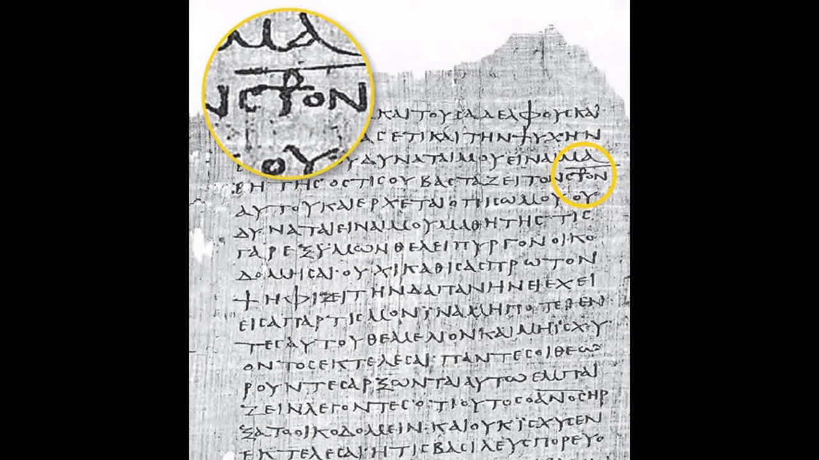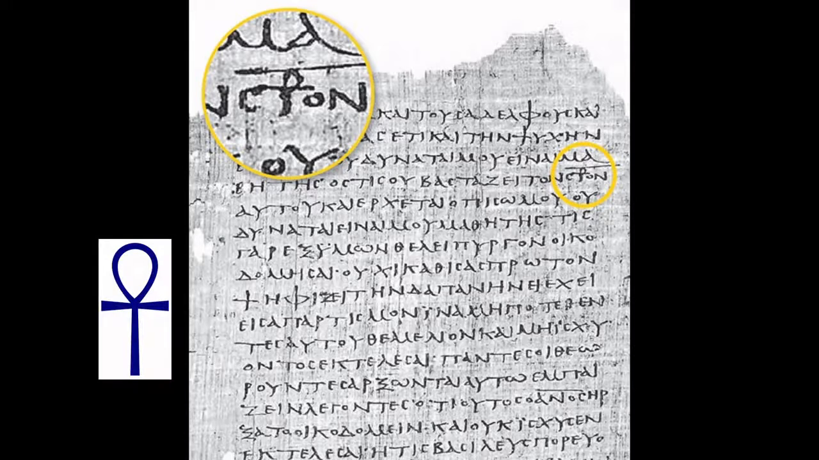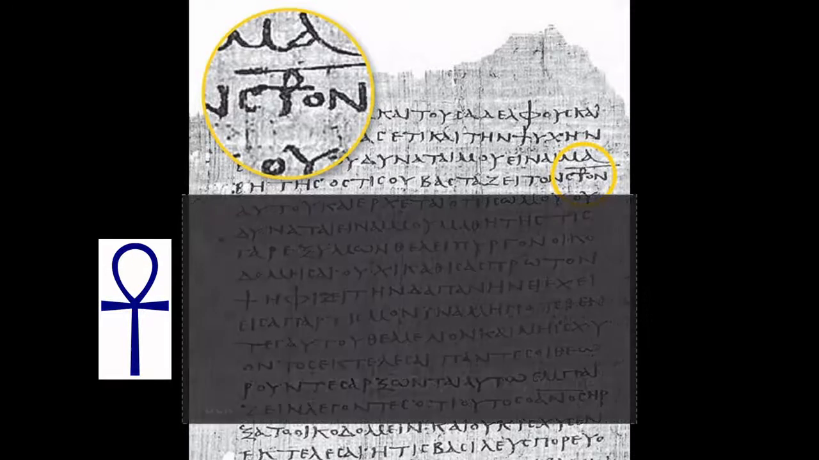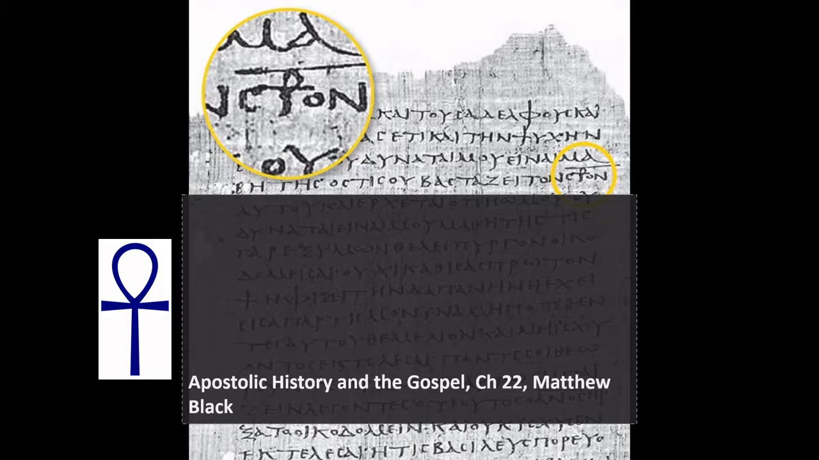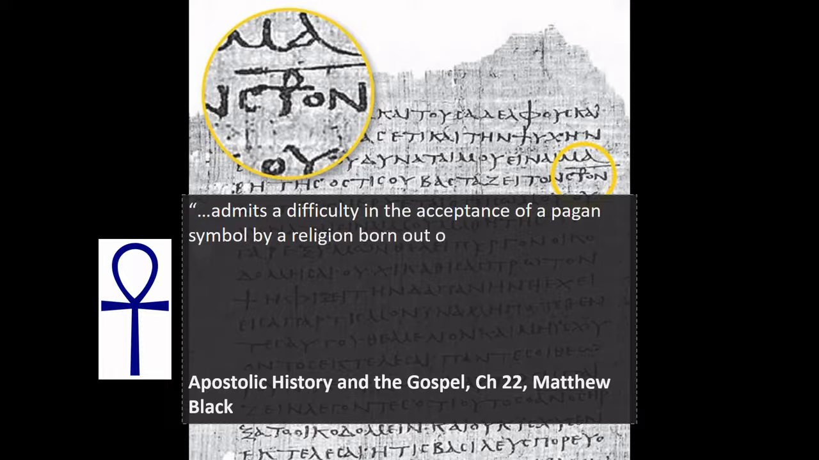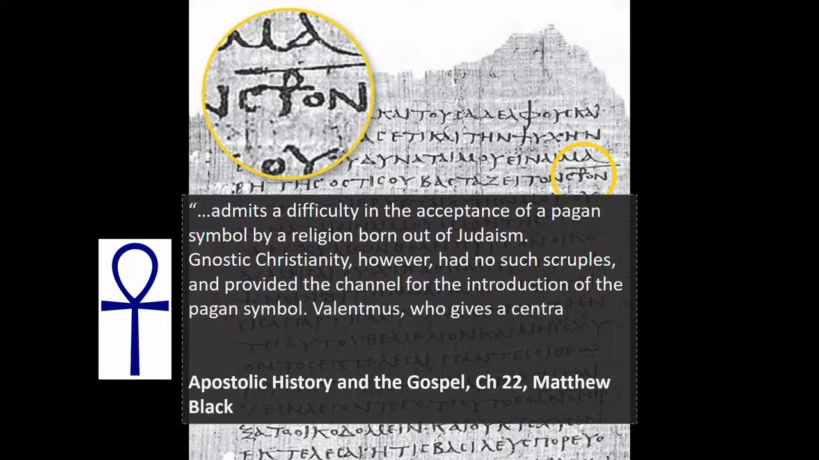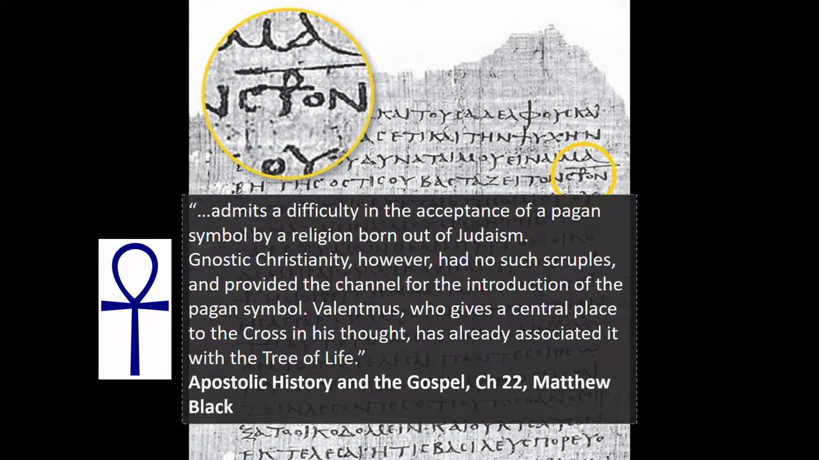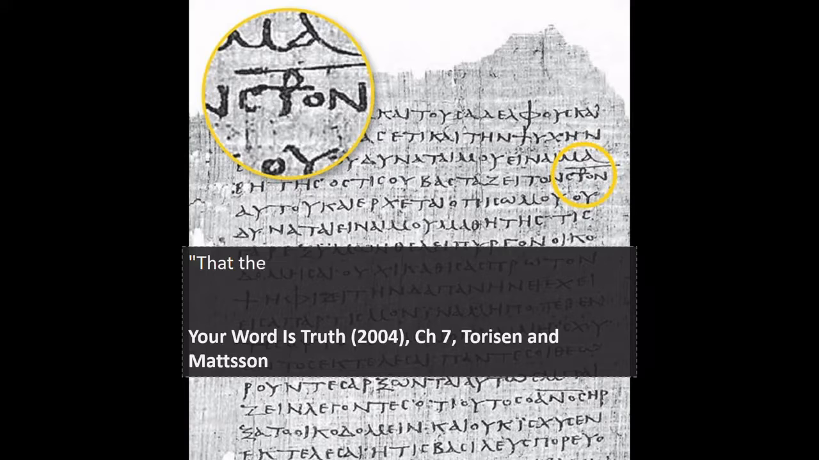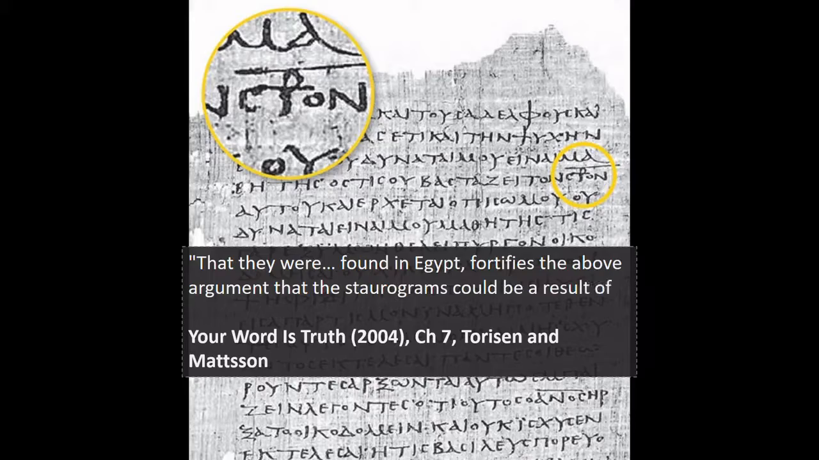Third, the staurogram closely resembles the Egyptian hieroglyph Ankh, which means life. Professor Matthew Black quotes the theory of Jean de Savignac, who admits a difficulty in the acceptance of a pagan symbol by a religion born out of Judaism. Gnostic Christianity, however, had no such scruples, and provided the channel of the introduction of the pagan symbol. Valentinus, who gives a central place to the cross in his thought, has already associated it with the tree of life. Torreson and Matson add that the fact that these were found in Egypt fortifies the above argument that the staurograms could be a result of Gnostic influence.